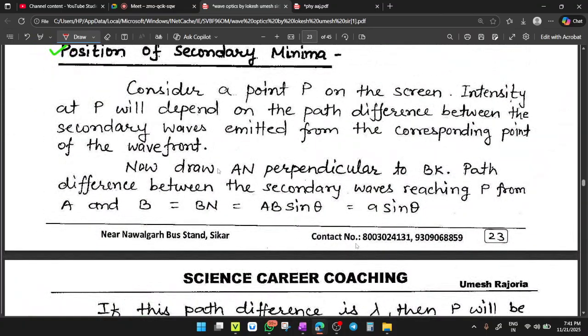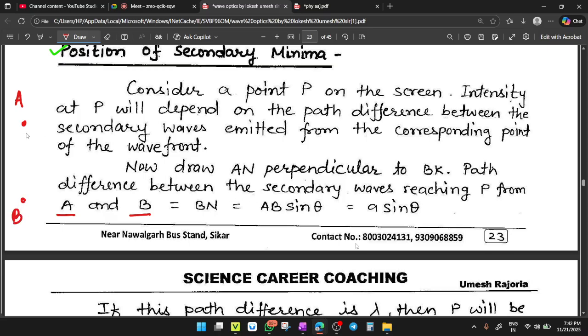Okay. So now draw AN perpendicular to BK. We have drawn a perpendicular BK. Path difference between the secondary waves reaching point P from A and B. So there are two positions. Upper position is A and the lower position is B.